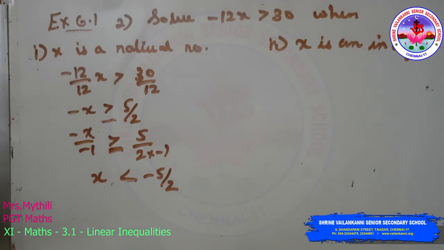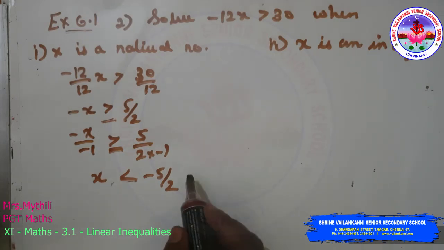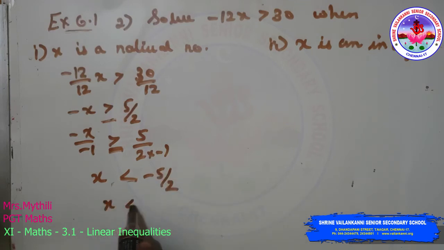We know that there is no natural number less than minus 5 by 2. So, minus 5 by 2 is nothing but minus 2.5. There is no natural number less than minus 5 by 2. Thus, when x is a natural number, there is no solution of the given inequality.